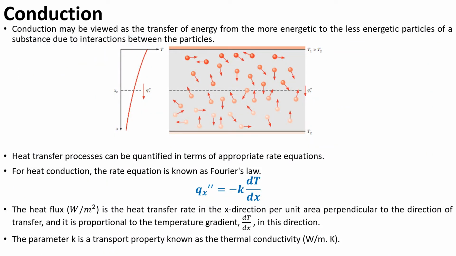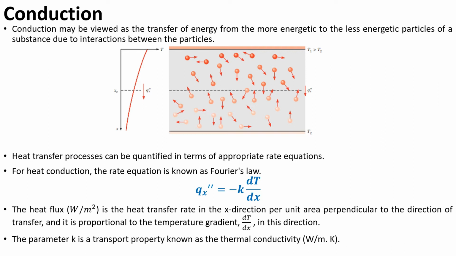So, in this video, we have learned that conduction occurs due to the transfer of energy from a more energetic particle to a less energetic particle of a substance due to interaction between these particles. Consider we have a gas confined in a block as shown in this figure. The upper side of the block is at a temperature T1 and the lower side of the block is at a temperature T2. Say that T1 is greater than T2. The upper side of the block has a higher temperature than the lower side of the block.